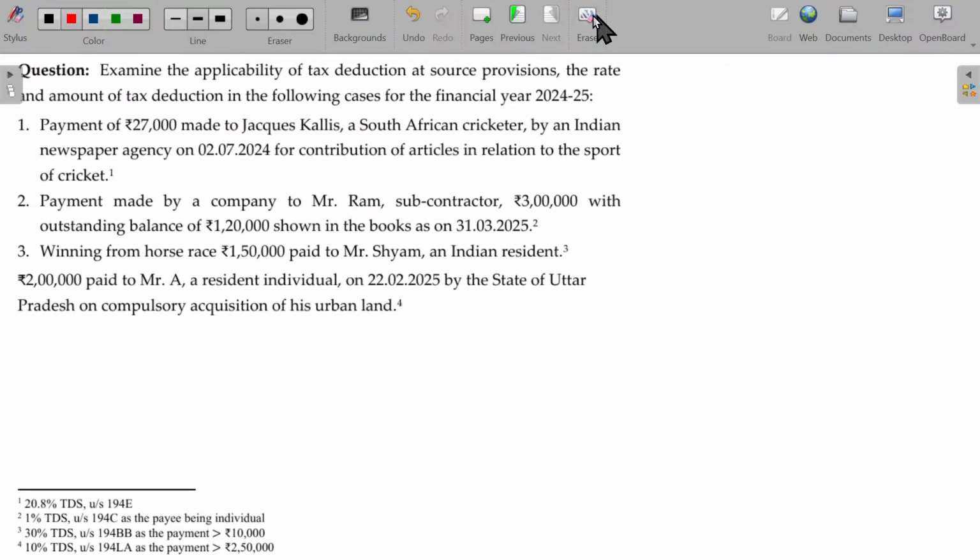Now, examine the applicability of tax deduction. Payment of 27,000 to Jack Kallis, a South African cricketer, by an Indian newspaper agency for contribution. Here, it will come under 194E. I have not taught that 194E, so it is not given in your CA text, so I removed that. But in this particular question, 194E is there.